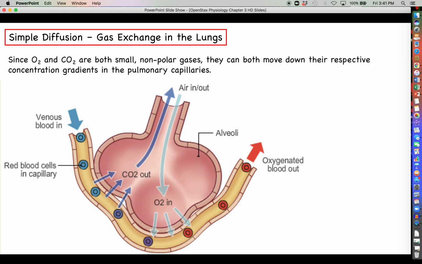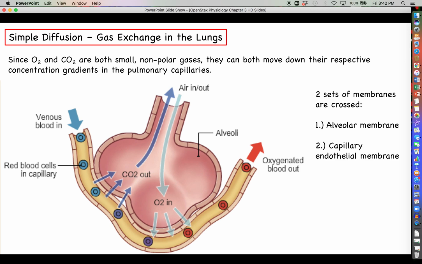You treat concentration gradients separately for every new molecule that you're talking about. The concentration gradient for oxygen is going to have no influence on what carbon dioxide does. The concentration gradient for glucose has nothing to do with the concentration gradient for sodium. So for each unique solute that can move through the membrane, you treat its concentration gradient separately from the concentration gradients of other molecules.